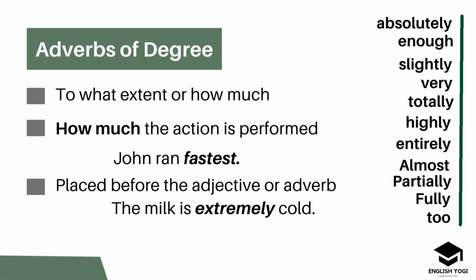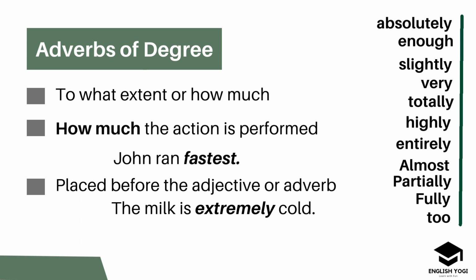Next type of adverb is adverbs of degree. So what is the meaning of an adverb of degree? It shows to what extent or how much something is being done in the sentence, how much the action is performed. For example, John ran fastest. So that running is done by the subject in the sentence, and how much? The answer to that question we can get from the adverbs of degree.